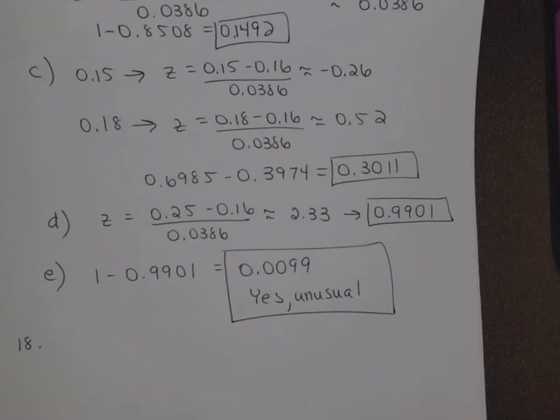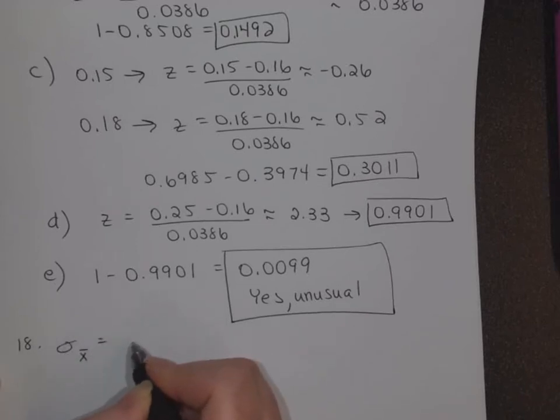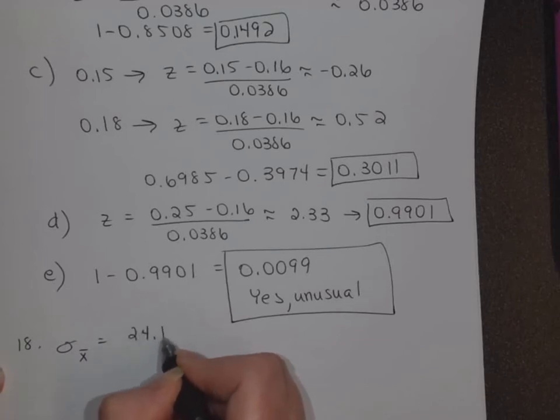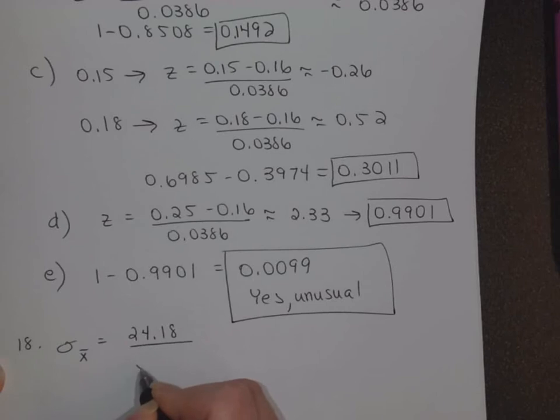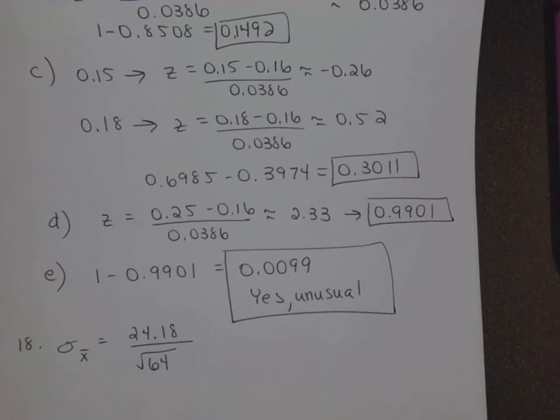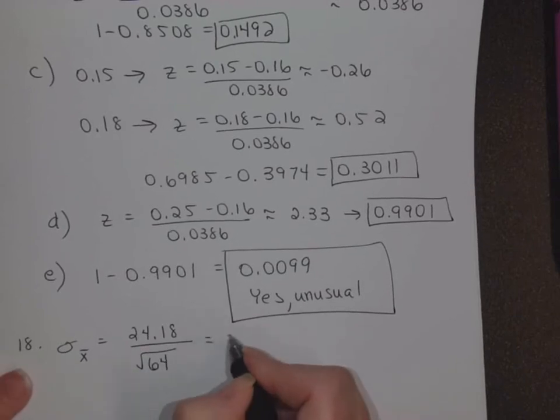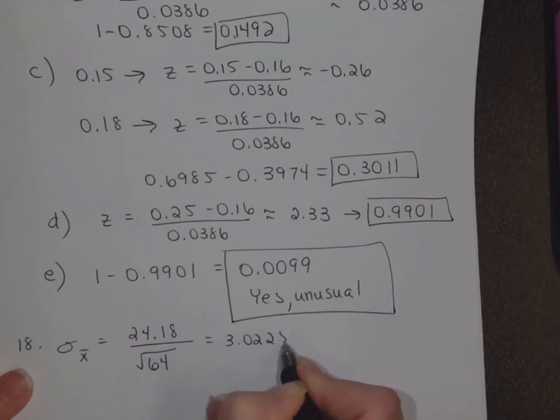Okay, so let's look at number 18. A sample size of 64 was drawn from a population whose standard deviation is given. So the first thing you need to do is, yes, it's big enough. So the first thing we need to do is find the new standard deviation. So it would be the original standard deviation, or standard deviation of the population, over the square root of n. So we get 3.0225.